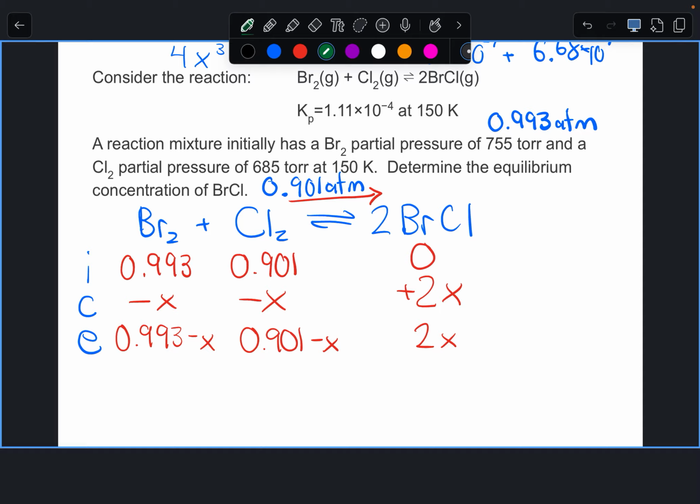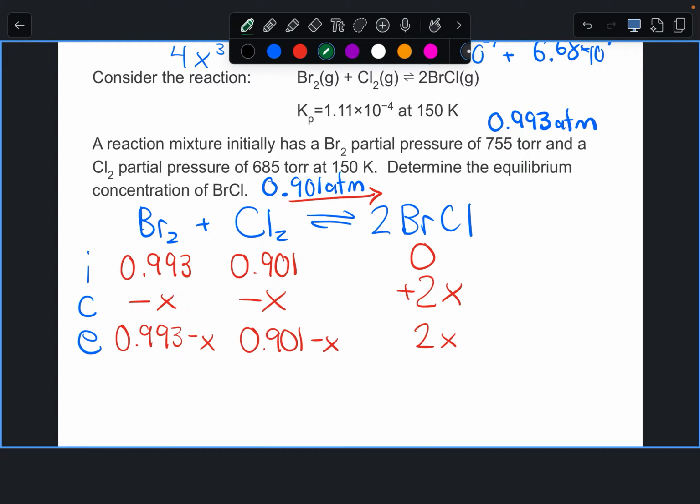So in case you forgot, the thing I mentioned about ignoring the minus x or plus x, that's when the K is 10 to the negative fourth or smaller. So it's 10 to the negative fourth here. So what we're gonna do is make that approximation that we can ignore these amounts. Because what we're saying is that those are gonna be small enough that it's not gonna change this number.